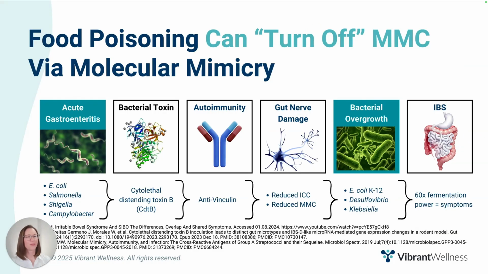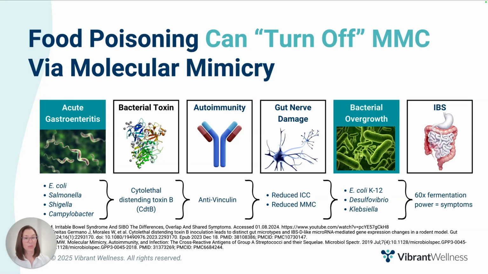Let's do a quick overview of how food poisoning can turn off the MMC via molecular mimicry. Starting on the left, anytime you get a foodborne illness from E. coli, Salmonella, Shigella, or Campylobacter, those bacteria produce cytolethal distending toxin B, or CDTB for short. To help you kill these pathogens, your body makes antibodies against CDTB. Unfortunately, CDTB looks a lot like the human protein vinculin. And through molecular mimicry, the body ends up making antibodies to vinculin.